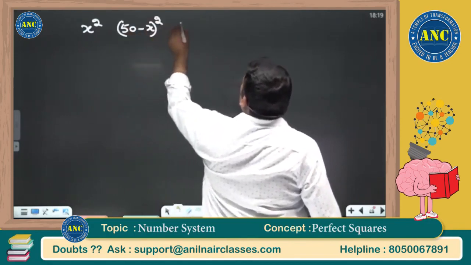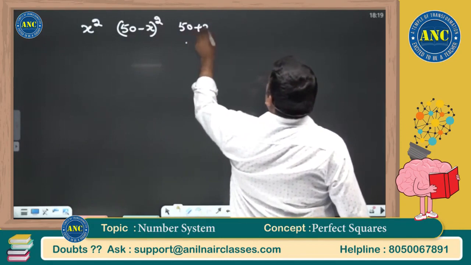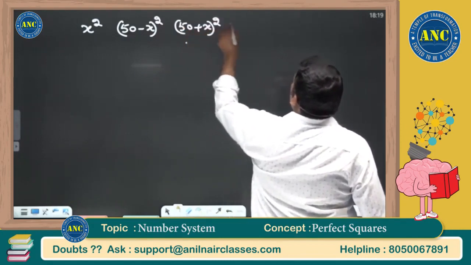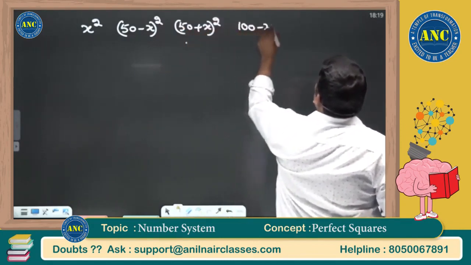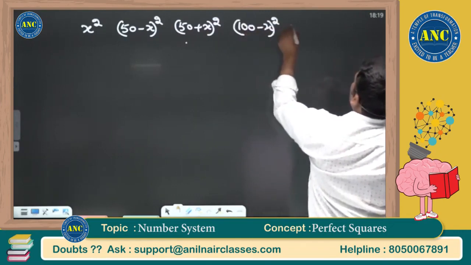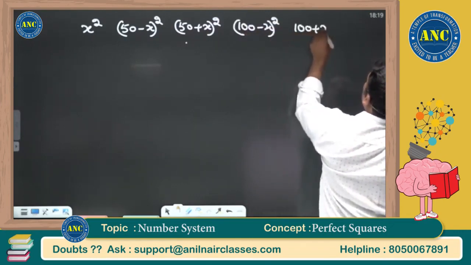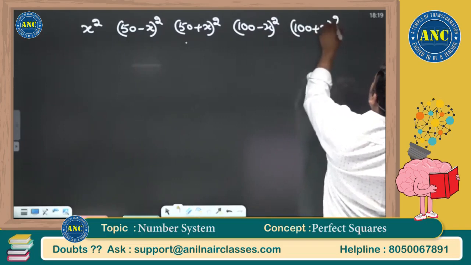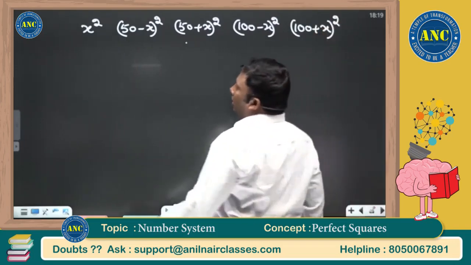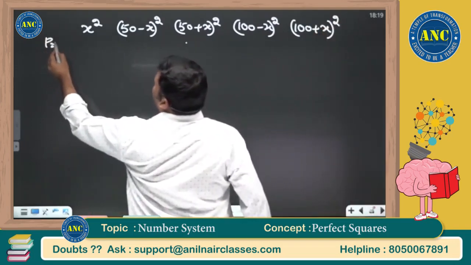50 minus x whole square, 50 plus x whole square. First we will restrict ourselves to a smaller value. 100 minus x whole square, 100 plus x whole square. In all the cases the last two digits will be the same.